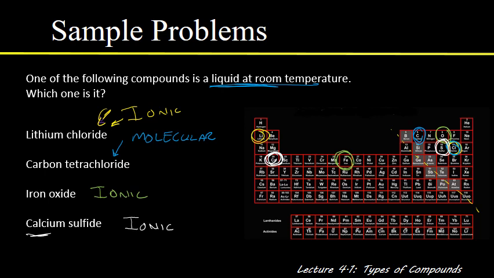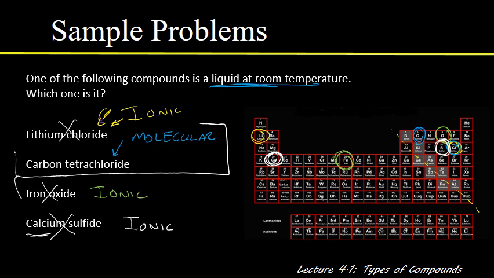So if we're looking for something that's a liquid at room temperature, we know it can't be calcium sulfide, can't be iron oxide, can't be lithium chloride. The only one that could possibly be a liquid at room temperature is carbon tetrachloride, because that's the only one that is a molecular compound. Also, if I said one of these has a strong odor, which one is it? The only one that could have an odor is also carbon tetrachloride, and it does in fact have a pretty strong odor. It's also a carcinogen, so you don't want to smell it any more than you have to.